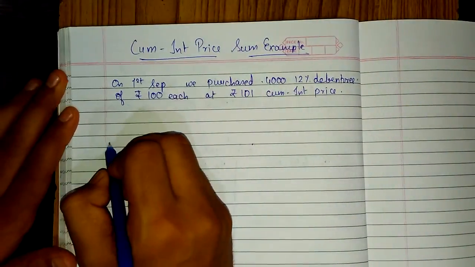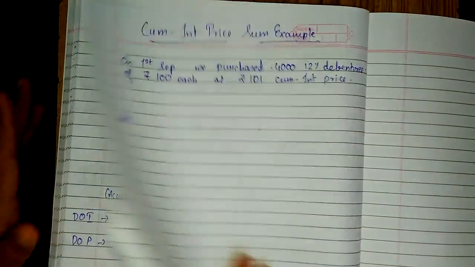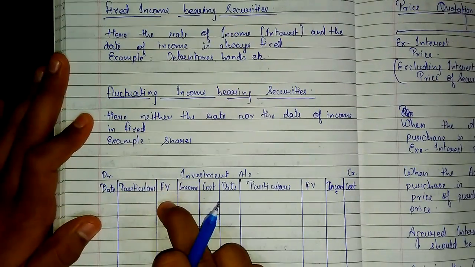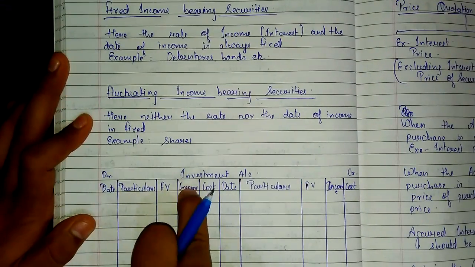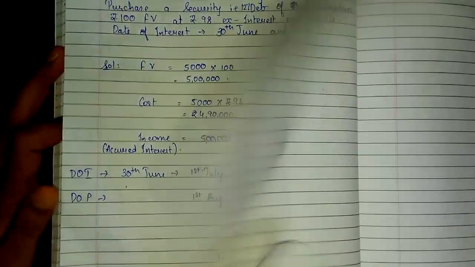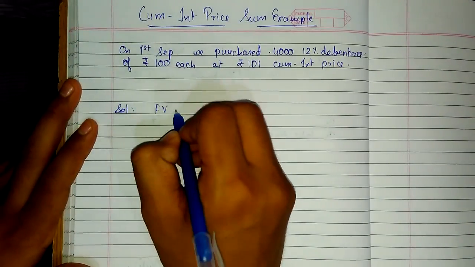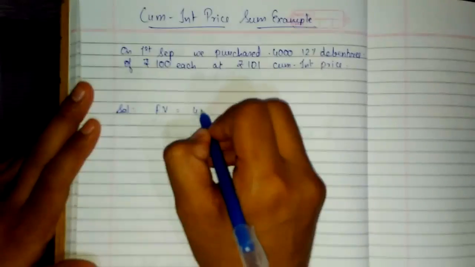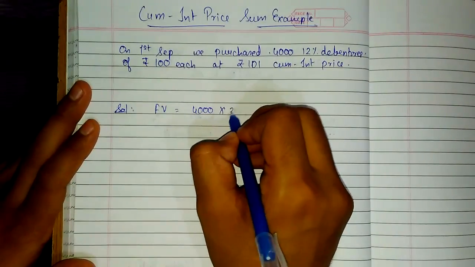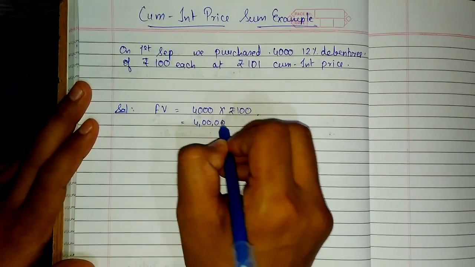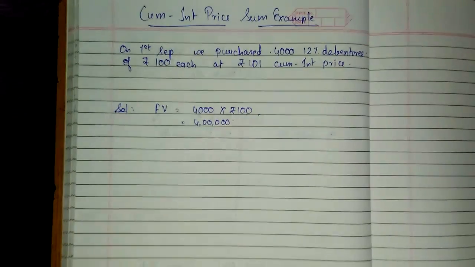As per our solution, firstly, as our column says, we have to calculate first the face value, then we'll calculate cost, and then we'll calculate income. So firstly we'll calculate face value. What is the face value? The face value is very simple. 4,000 12% debentures into rupees 100 each comes to rupees 4 lakh. So the face value we have received is 4 lakhs, quite simple.